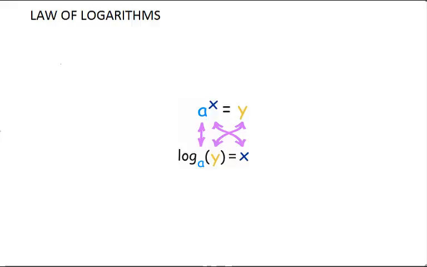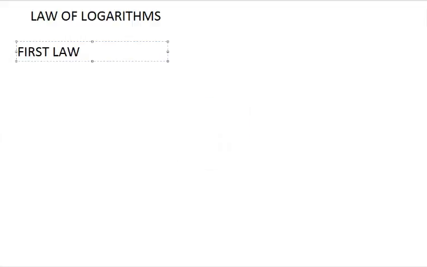We can see that a is the base, as we saw earlier. X is the exponent, and y is the final product of the multiplication. So we will go to see what are the laws of logarithms. We have the first law.